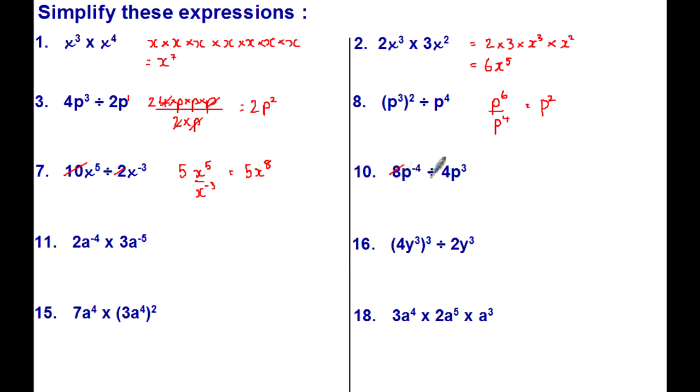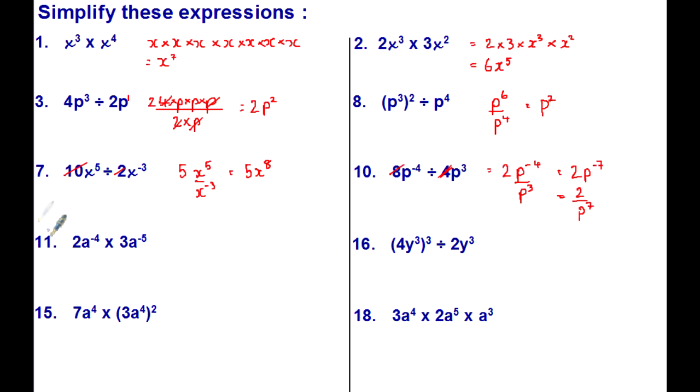Question 10. 8 times p to the minus 4 divided by 4 times p to the power of 3. So we do 8 divided by 4 is 2. And then we've got p to the power of minus 4 divided by p cubed. And again, we do this power take away that one, so we get p to the minus 7. So 2 times p to the minus 7. And we can rewrite that using one of our other rules of indices as 2 over p to the power of 7. There you go.